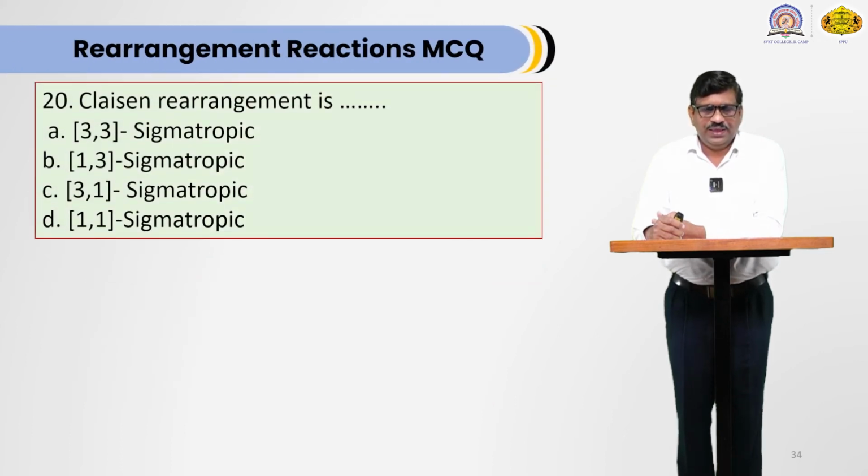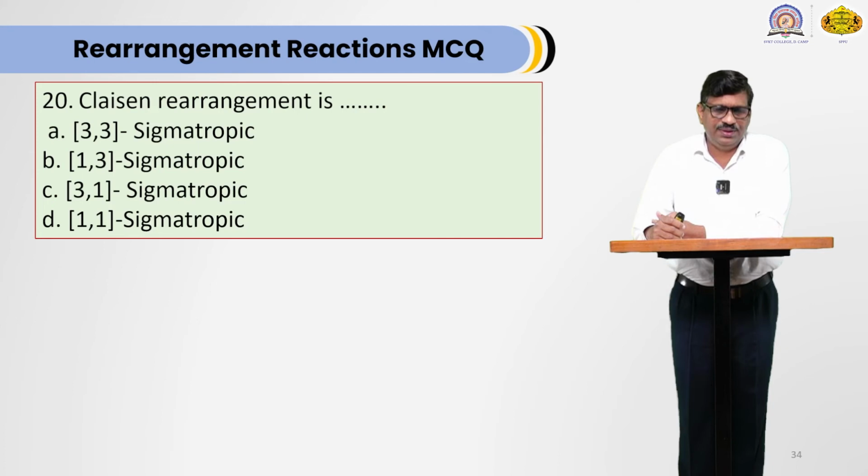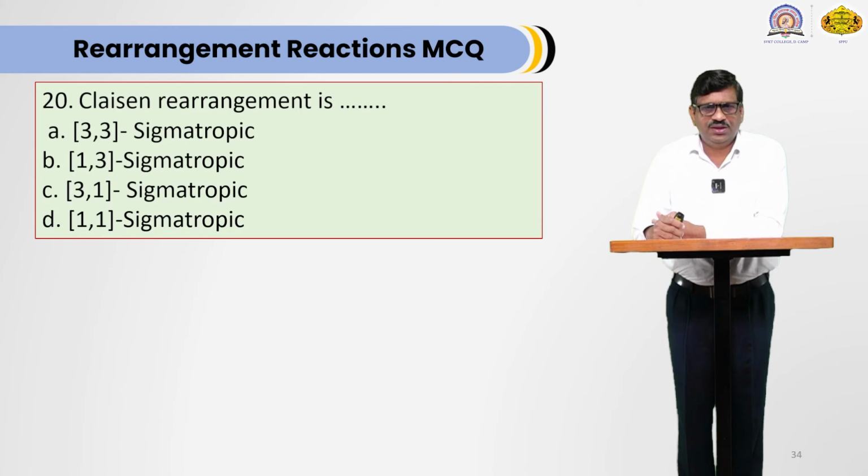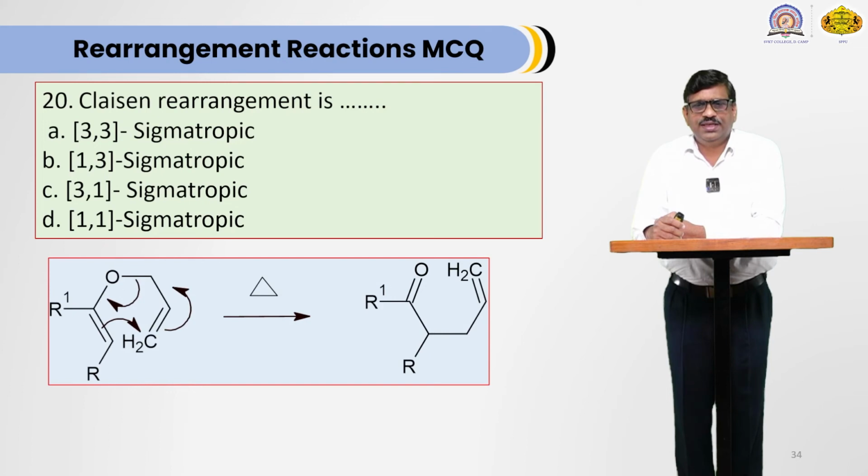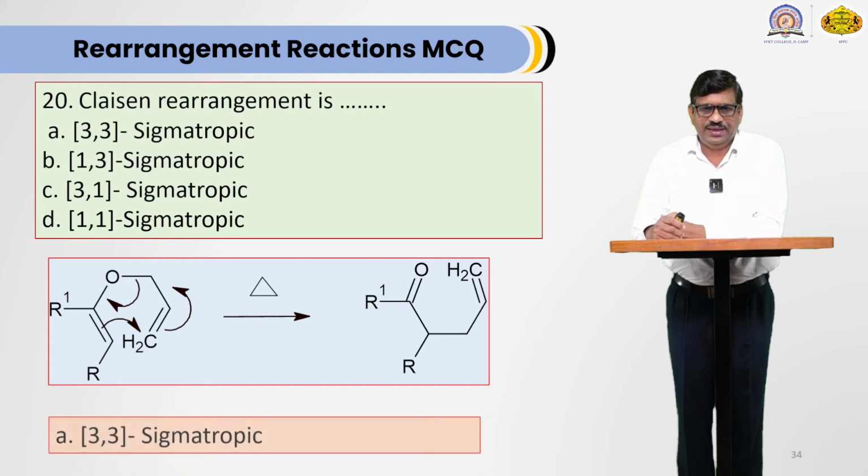Question number 20. Claisen rearrangement is option A, 3,3 sigmatropic rearrangement; second option, 1,3 sigmatropic rearrangement; third option, 3,1 sigmatropic rearrangement; fourth option, 1,1 sigmatropic rearrangement. We have already discussed that in Claisen rearrangement there is a 3,3 sigmatropic rearrangement. There is simultaneous bond formation as well as bond breaking taking place. The mechanism is concerted, and 3,3 sigmatropic is the correct answer.